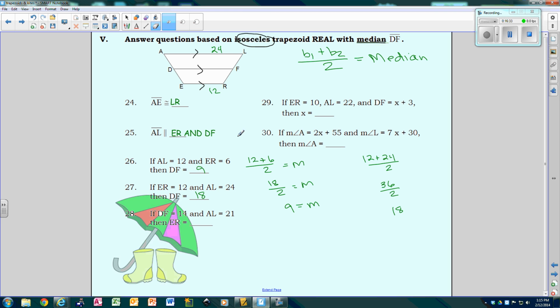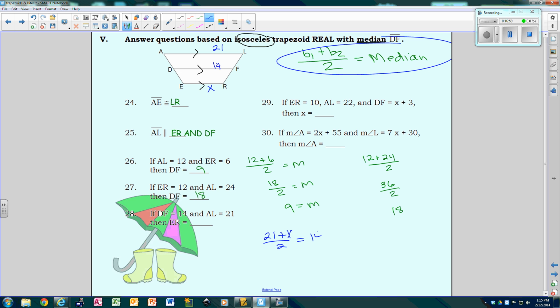What if, don't you love that? What if they give me the middle? What if they tell me this is 14 and this is 21? How do you find this side? You use the exact same formula. I'm going to add the bases, 21 and x. So 21 plus x divided by 2. It's still equal to the median, which this time is 14.